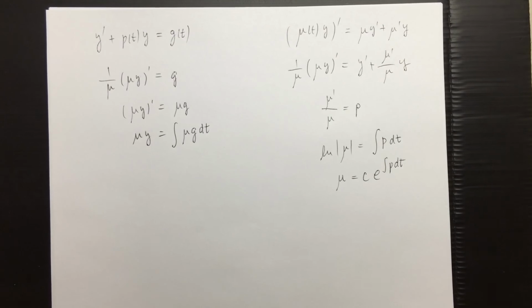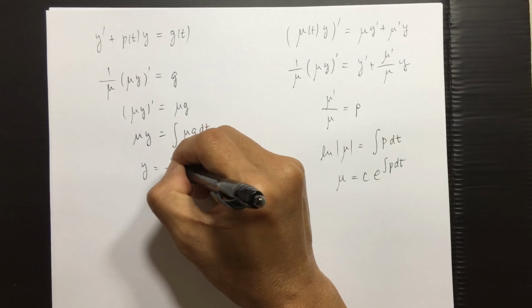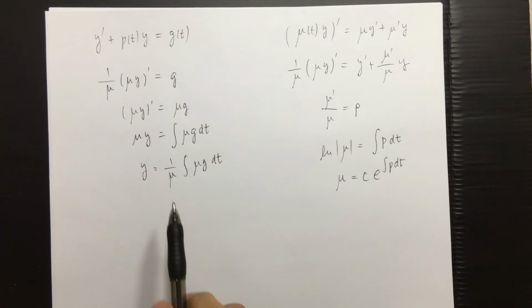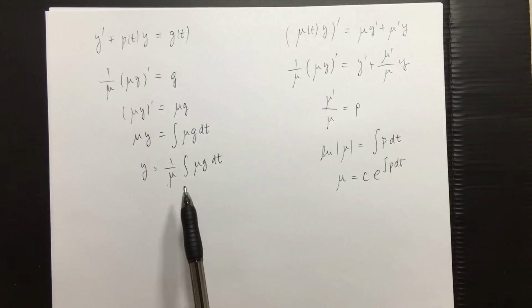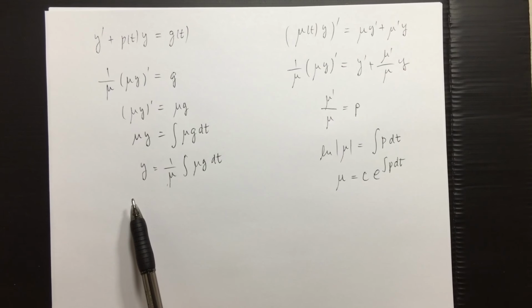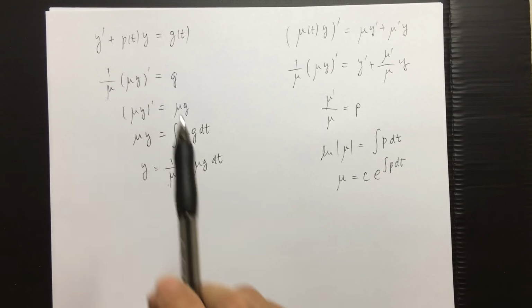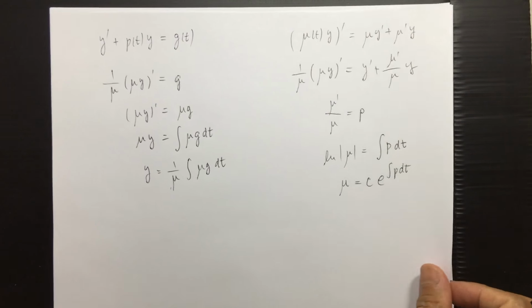And take an integral on both sides. Now all you need to do is divide by mu. All of them are functions of t. Now I'm clean. I have the mu equal to this, I have the g, and you just take an integral of mu times g. Now you get y this way. Of course, this is kind of messy, but you actually solved this equation. You know.